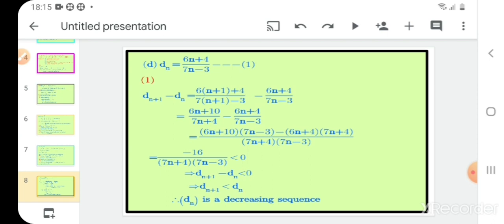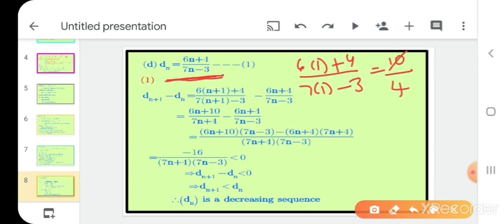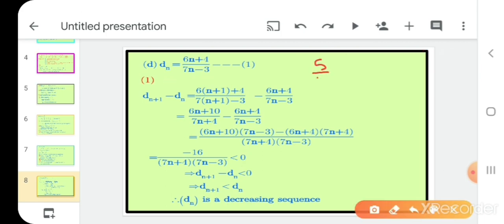dn equals (6n + 4)/(7n - 3). If you put n = 1, what do we get? 6 into 1 plus 4 by 7 into 1 minus 3. That means 10 by 4, that means 5 by 2. It is the first element. What is the first element? 5 by 2 is the first element.